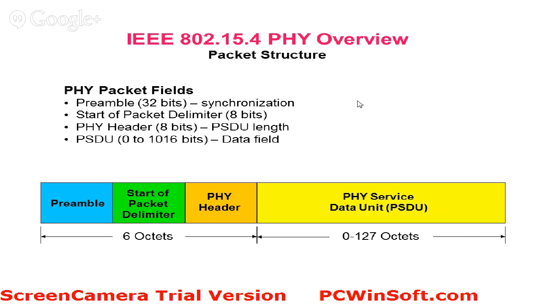Every PHY packet has a physical service data unit. This is nothing but what is coming from the MAC layer. This is actually the MAC payload. It can be of 0 to 127 octets. Then a physical header is appended, with a packet delimiter and a preamble. This basically constitutes around 6 octets.